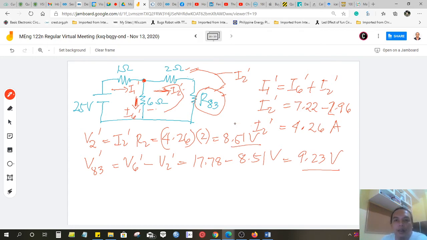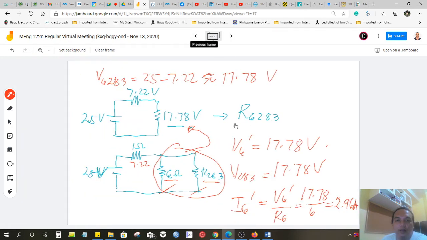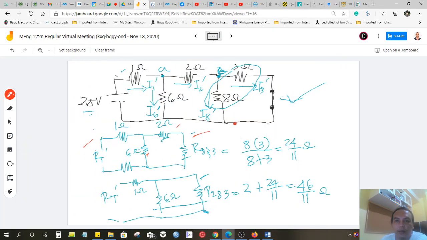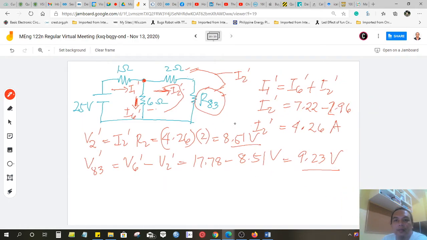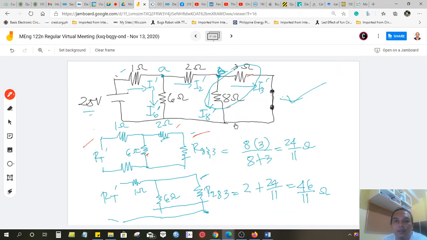Therefore, if we go back here to the original circuit, the voltage drops at 8 ohms and 3 ohms are equal because they are in parallel. We can conclude that voltage at 8 prime is equal to 9.23 volts and voltage at 3 prime is 9.23 volts. Why? Again, they are parallel.